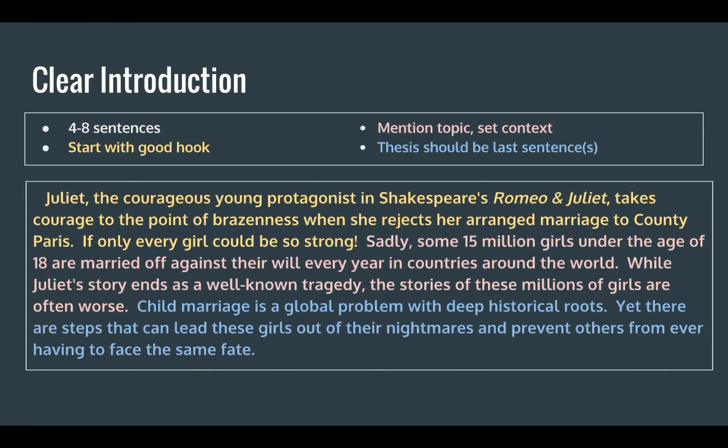We can see that the first 2 sentences really are the hook to grab a reader's attention, to sort of prep them for what the topic is. And it looks like the second 2 sentences then mention the topic of child marriage and they set the context for it as well, tying it into Juliet's story.